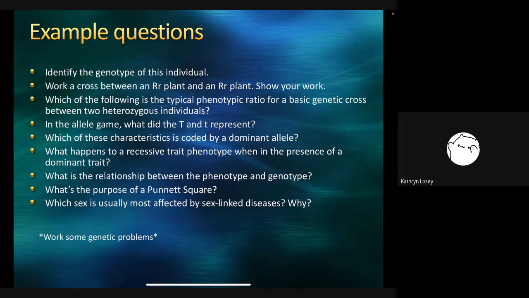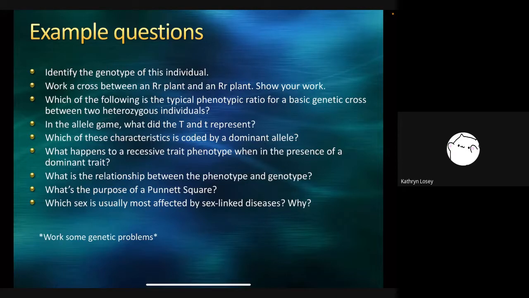In the allele game, what did the capital T and lowercase t represent? So again, go back to that information. Which of these characteristics is coded by a dominant allele? That could be widow's peak, tongue rolling, colorblindness, and such. Colorblindness is not coded with a dominant allele. What happens to a recessive trait phenotype when in the presence of a dominant trait? Okay, so dominant is, most of the time, going to take over. What is the relationship between the phenotype and genotype? Remember, phenotype is what you see, genotype is what is actually coded. What's the purpose of a Punnett square?